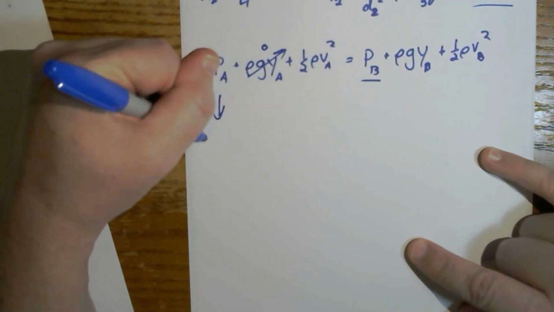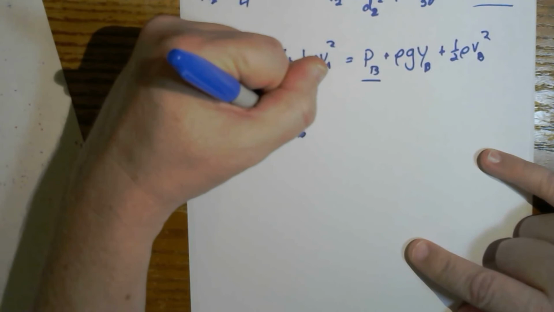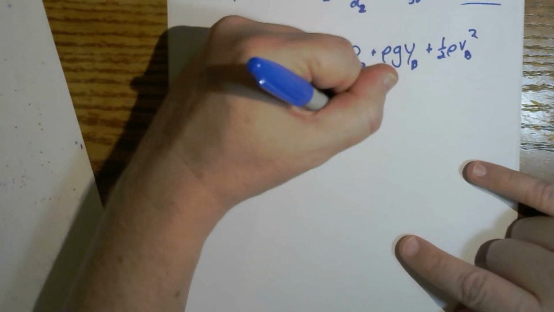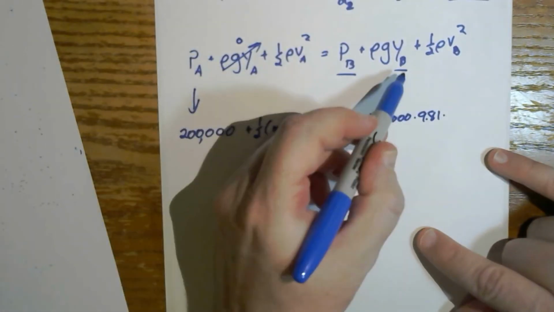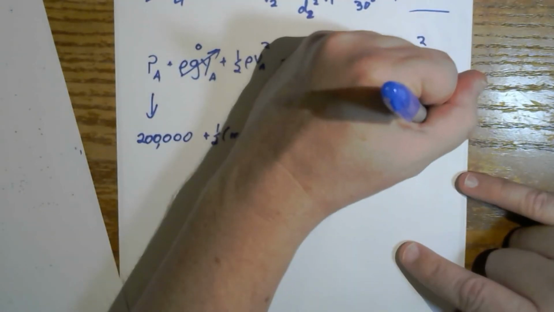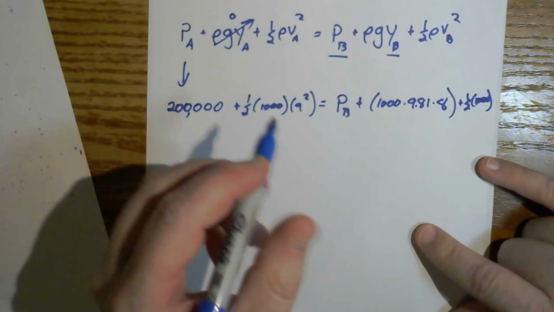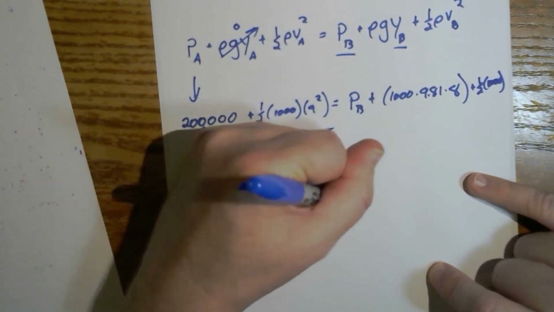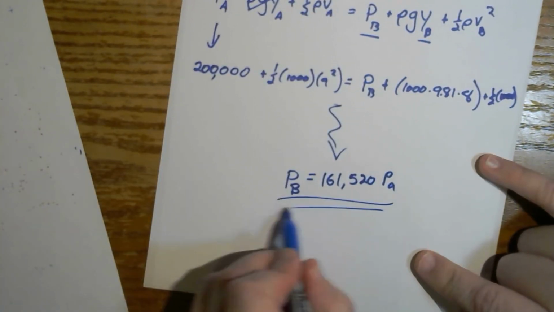So pressure at A, it tells us, is 200,000 plus 1/2, and it's water, so the density is 1,000, times 9 squared. That has to equal the pressure at B plus 1,000 times 9.81 times Y at B. That's how high the exit is. I'm thinking this one is 8 meters. Plus 1/2 times 1,000 times 1 squared, which is just 1. Now you take some time and calculate this out, and the pressure at B is about 161,520 pascals, depending on rounding.